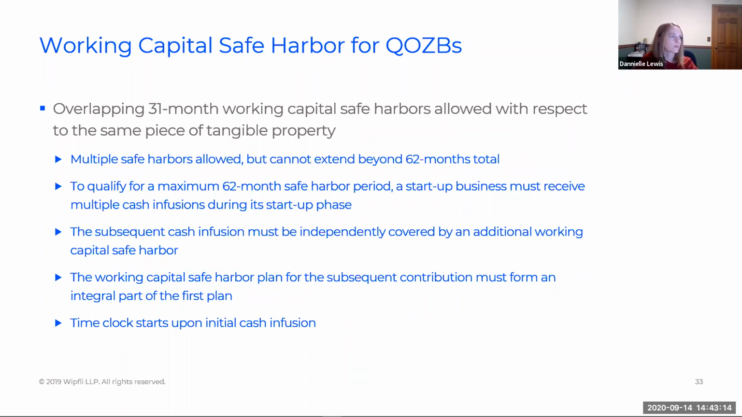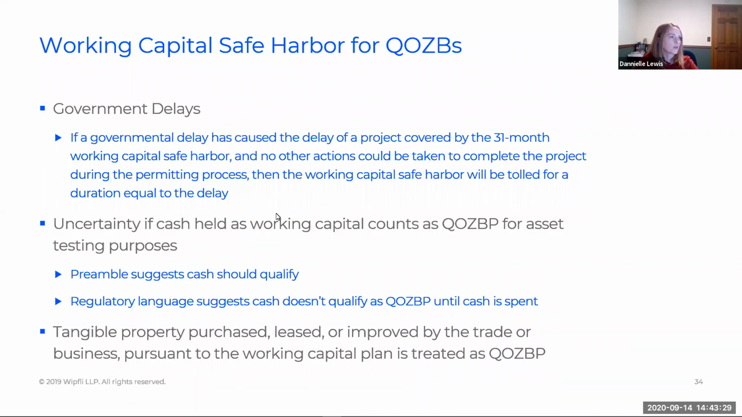A qualified opportunity zone business has 31 months to expend the cash. In the final regulations, they clarified that you can have a maximum 62-month working capital safe harbor if you were to have multiple cash infusions as well. The working capital safe harbor can be delayed for governmental issues. So say your project's delayed and it's out of your control due to permitting or something like that. There is still a lot of uncertainty on when to actually count qualified opportunity zone businesses as true assets. That's a little in depth, so I won't get into that today.